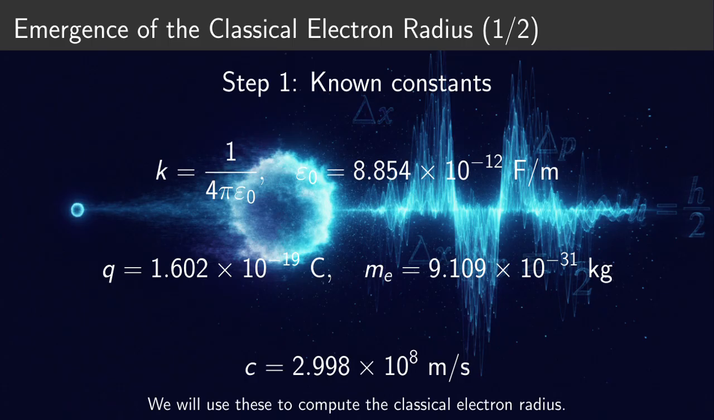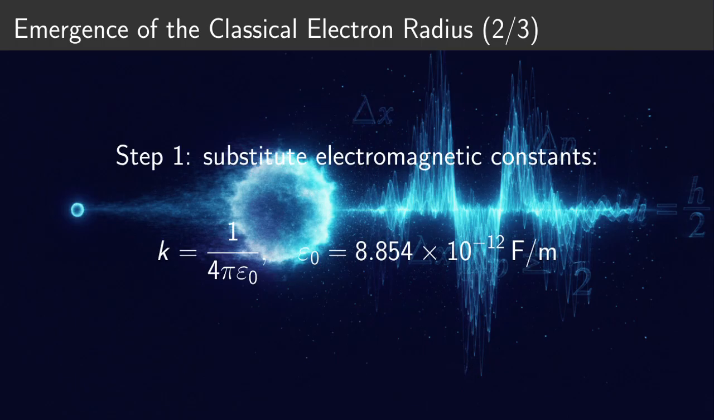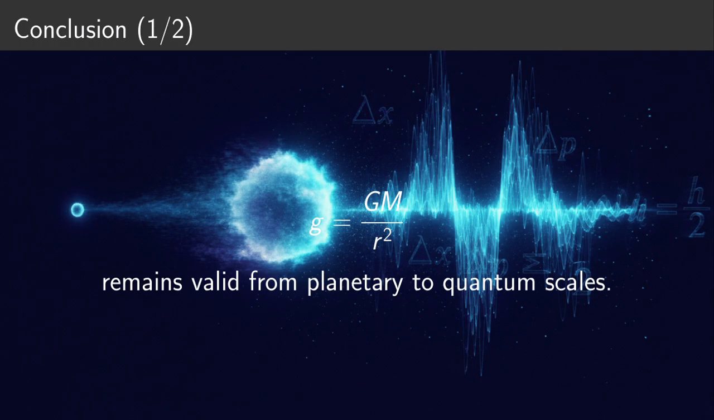Electron radius. Substituting these values into the equation yields a radius of approximately 2.8 times 10 to the minus 15 meters. This exactly matches the classical electron radius. Rewriting the Coulomb constant in terms of vacuum permittivity further reinforces the electromagnetic origin of this result.